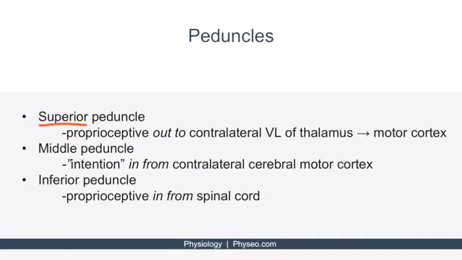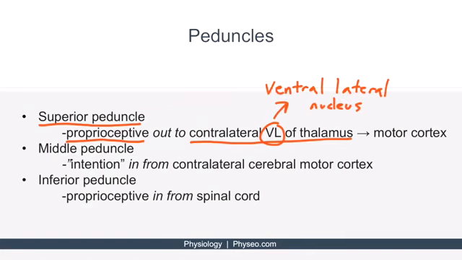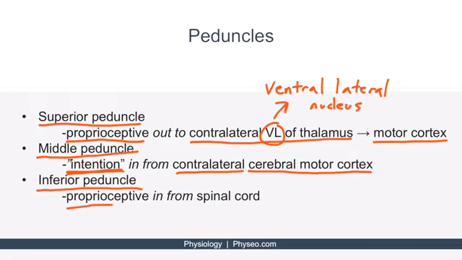So now let's talk about these signals that exit the peduncles. Starting with the superior peduncle, this will send proprioceptive information out to the contralateral VL of the thalamus, VL standing for ventrolateral nucleus. After reaching this point, the VL will then send projections to the motor cortex. Now the middle peduncle will send intention information in from the contralateral cerebral motor cortex. In other words, the cerebral motor cortex will send information to the cerebellum about what movements are about to take place in the body. So, intention. Finally, the inferior peduncle will receive proprioceptive information in from the spinal cord.